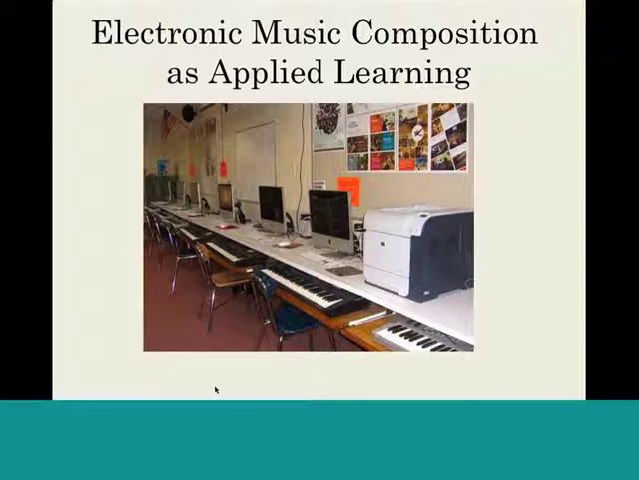So there's a handout that's available to you. It's in the webinar. There's a handout page up there, and it's also on my website, musicedtech.com.